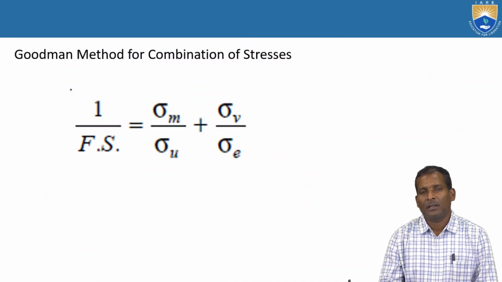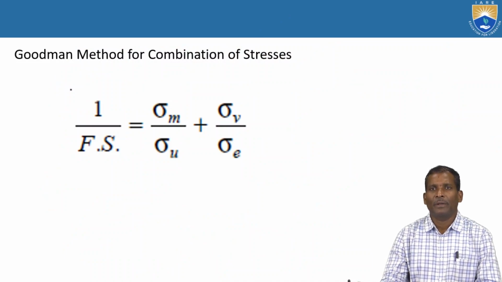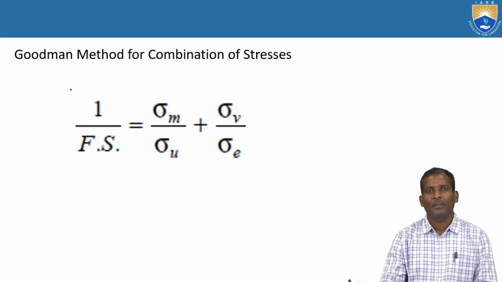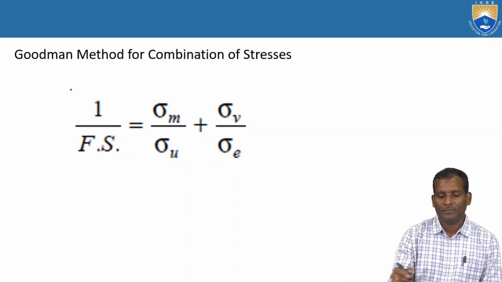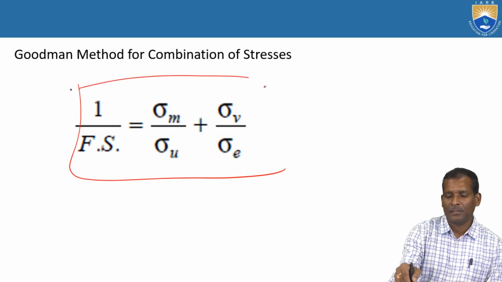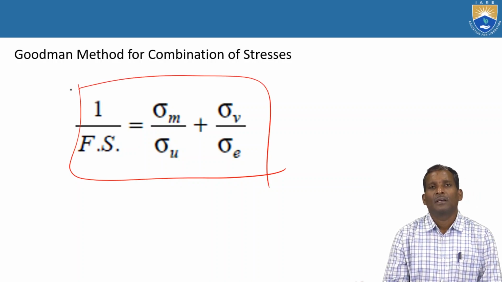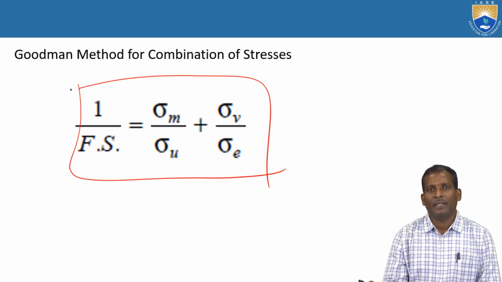So after that, apply Goodman method and Soderberg line method. You know the Goodman method relation between the mean stress, ultimate stress and sigma E. It is a straight line. So the mean stress is available here in terms of mean bending stress.